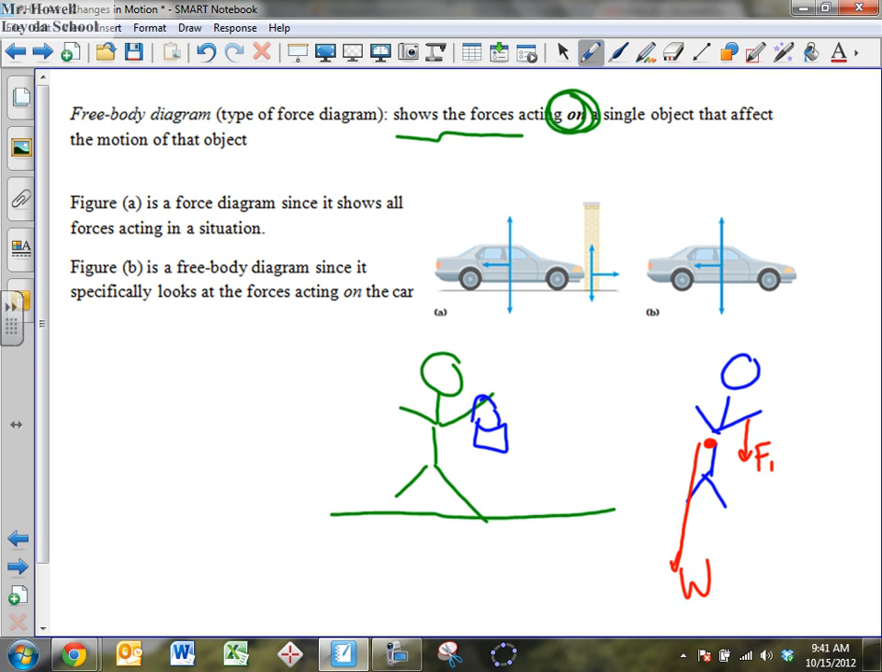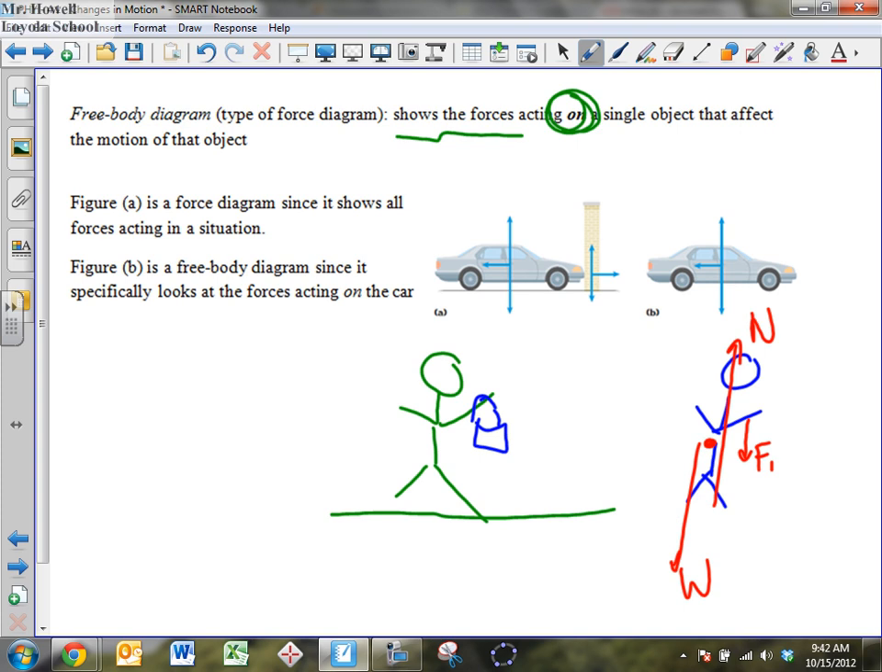And then in addition to that, what's holding the person from falling to the ground? The ground, right? So the ground applies a force upward. We're going to call that the normal force, and we'll go into more detail. But this would be an example of a free body diagram, because there's simply the force of the bucket pulling on the person's arm, the body weight pulling on the person down, and the ground pushing on the person up. Nothing else is happening to this person right now.